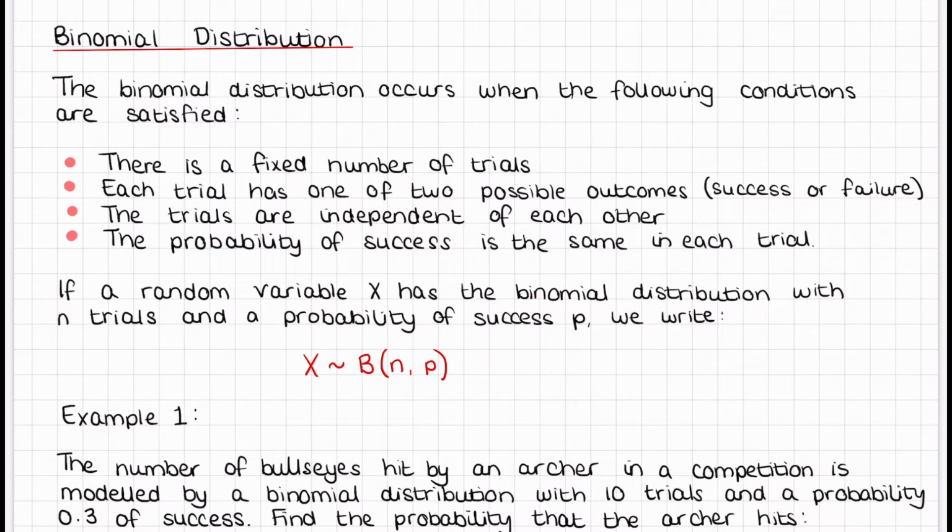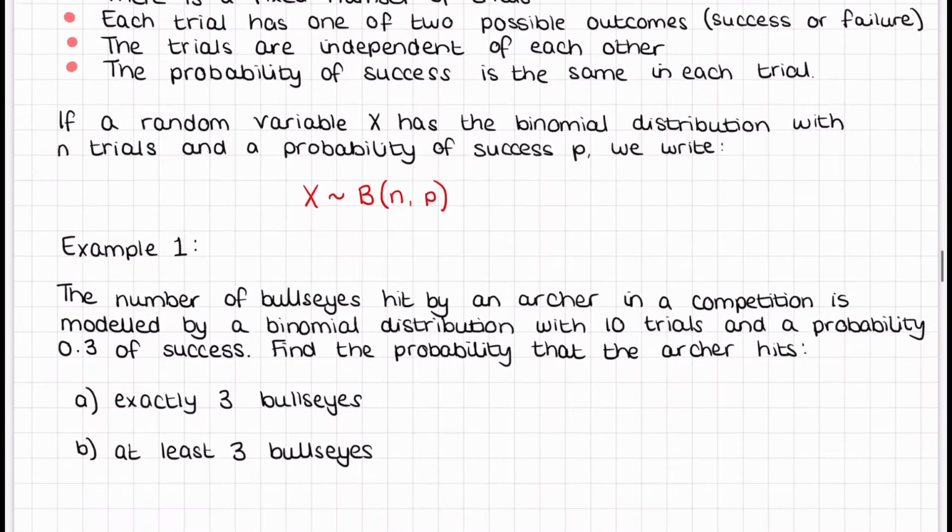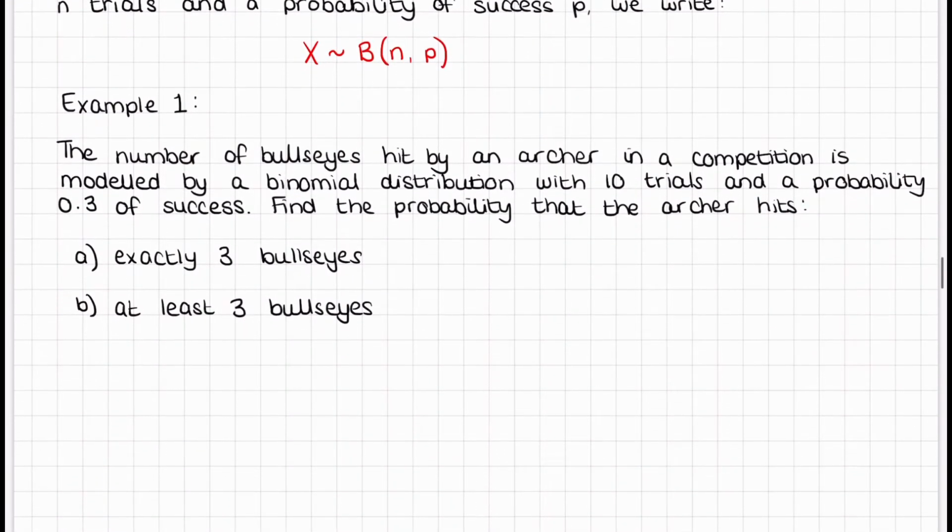First example, the number of bullseyes hit by an archer in a competition is modelled by a binomial distribution with 10 trials and a probability 0.3 of success. Find the probability that the archer hits exactly 3 bullseyes and then at least 3 bullseyes. So this will all be done on your calculator. So I'll write down the notation we're going to use and then we'll go to the calculator and I'll show you how to put it in there.